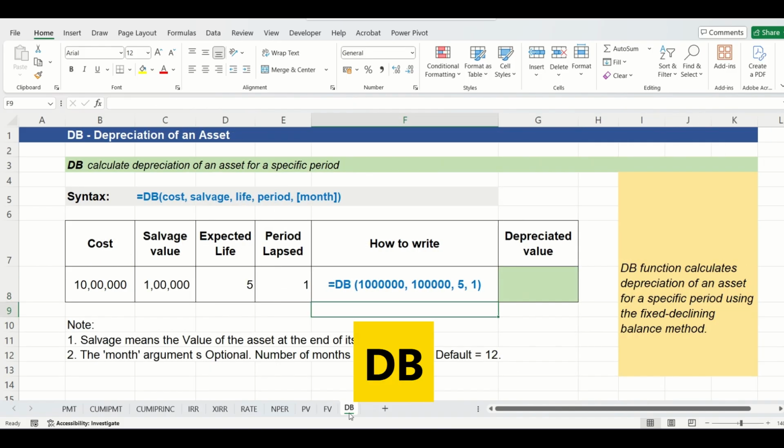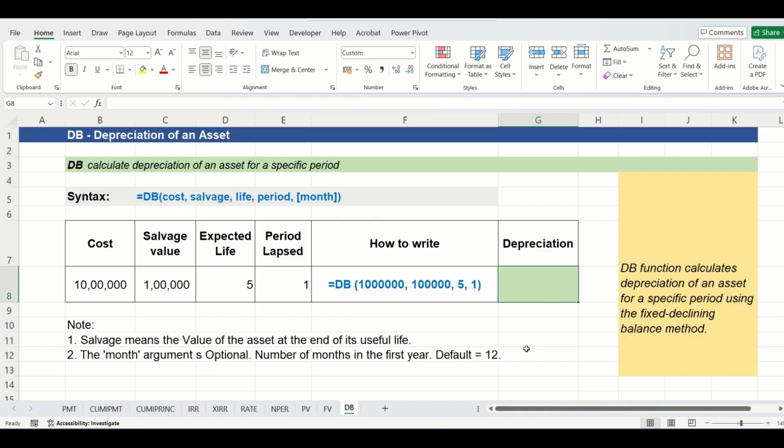So the next and final formula for today's video is DB, which is depreciation of an asset. Calculating the depreciation of an asset for a specific period is very important when you are purchasing equipment or a similar kind of asset. DB calculates the depreciation of an asset for a specific period. So let us calculate the depreciation of an equipment costing 10 lakh rupees, having a salvage value of 1 lakh rupees and an expected life of 5 years. And we will calculate the depreciation of this equipment after a period of 1 year.